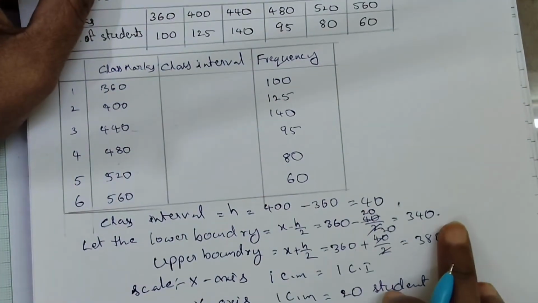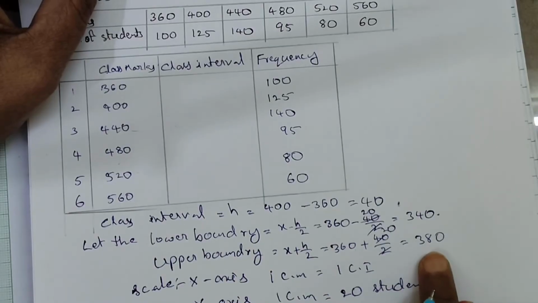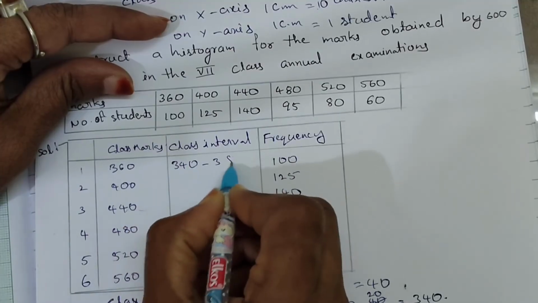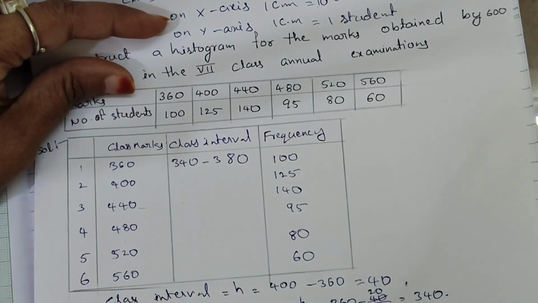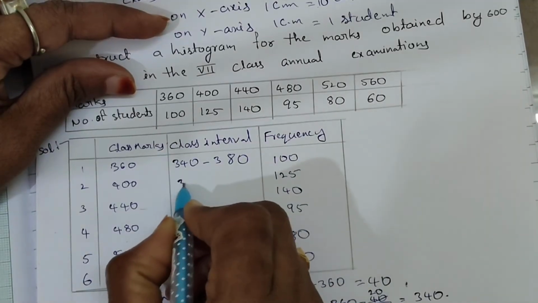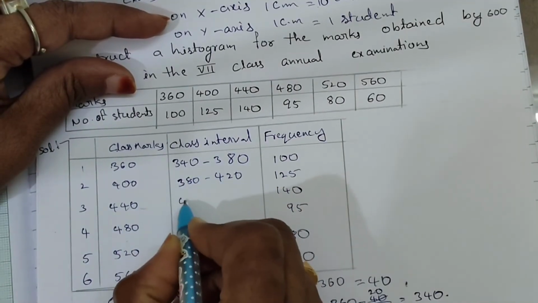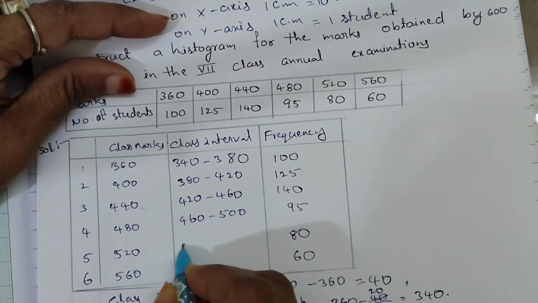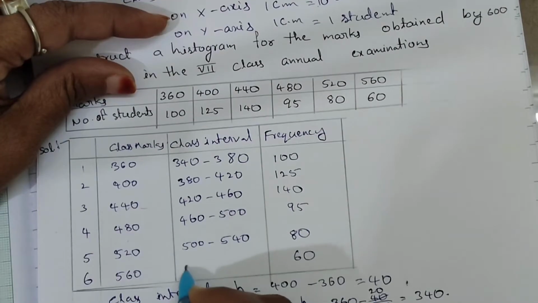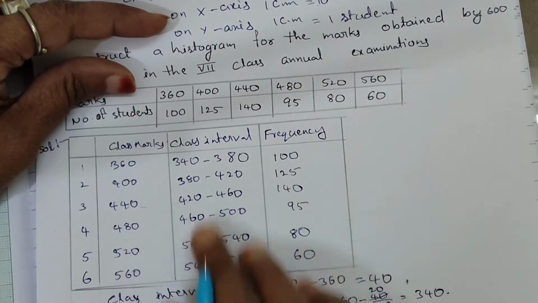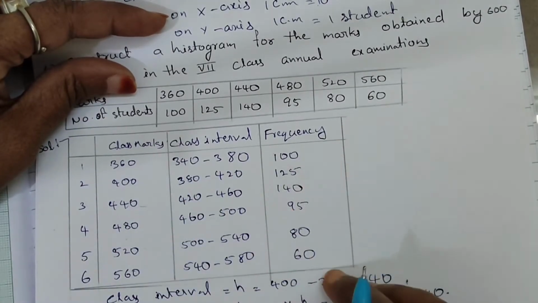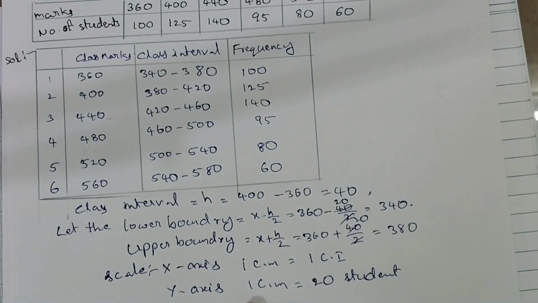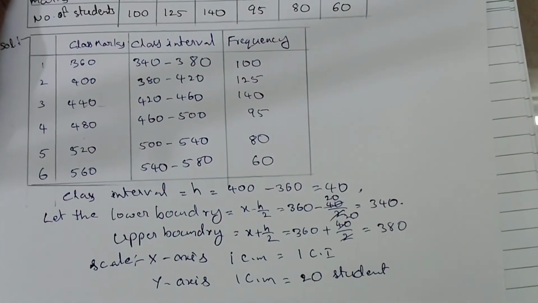The first class has lower boundary 340 and upper boundary 380, so the first class interval is 340 minus 380. Using the same process, we write all the remaining classes: 380 minus 420, 420 minus 460, 460 minus 500, 500 minus 540, and 540 minus 580. These are the class intervals. Next we draw the histogram.